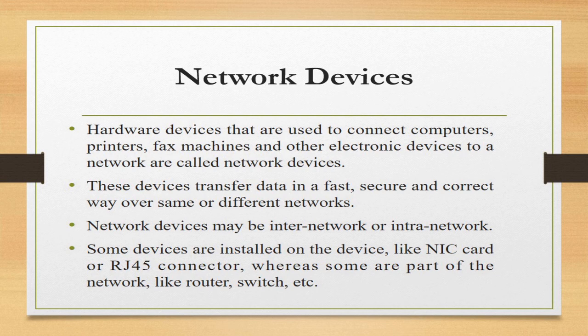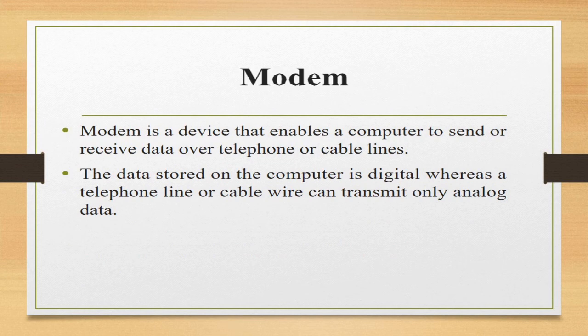Examples of devices are NIC and RJ45, which are installed in the device, and some are a part of the network, like router, switch, etc. First device, modem.